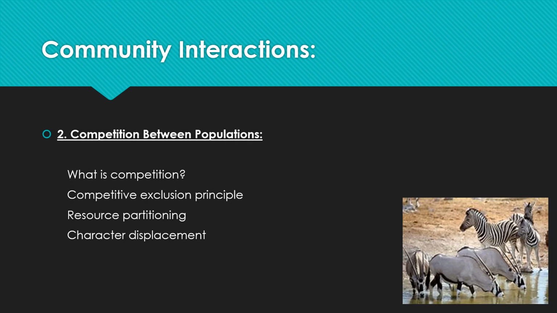And lastly, character displacement. Basically, characteristics become more divergent or different when populations belong to the same community when it's isolated. Displacement means it's moved from its normal area. So if we look at the characteristics of a specific population in an isolated community, then you're going to see a lot of variations. For example, how about finches? When we talked about Darwin, we talked about the finches.